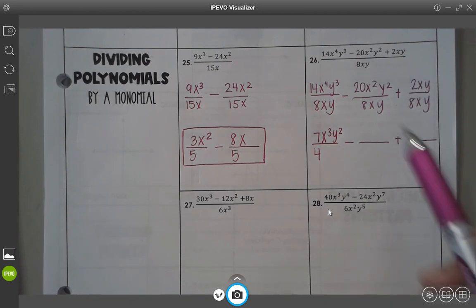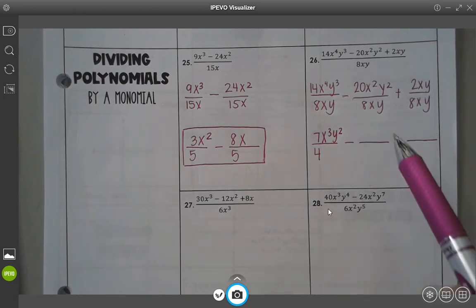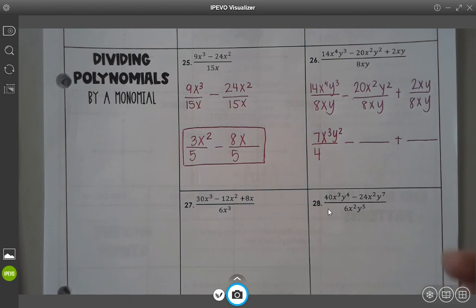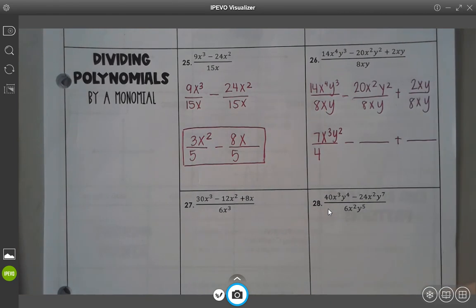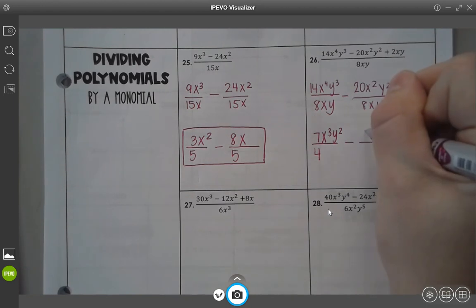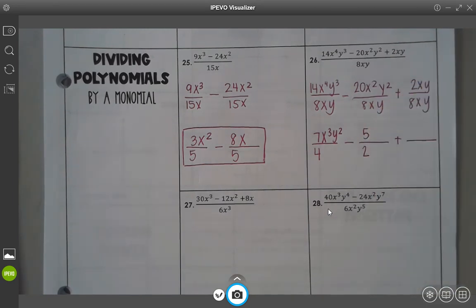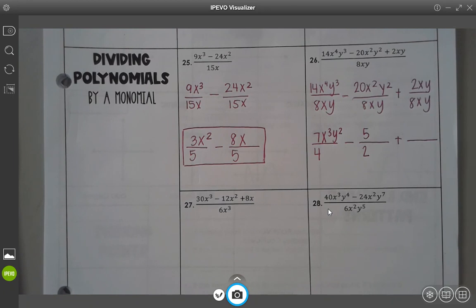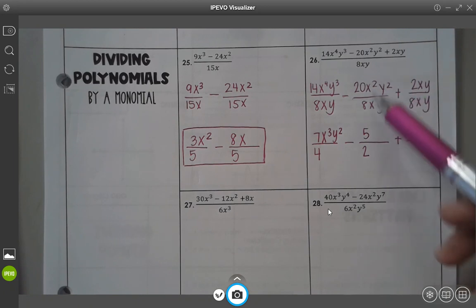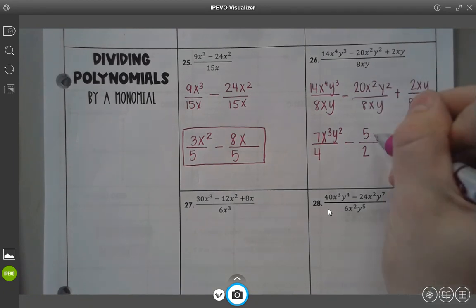Are there any questions on how I've got the x cubed y squared? Then we have 20 over 8. What does that simplify to? 5 over 2. 5/2. All right, and we cancel out x's. We are left with one of the x's in the top. And same thing for the y's.